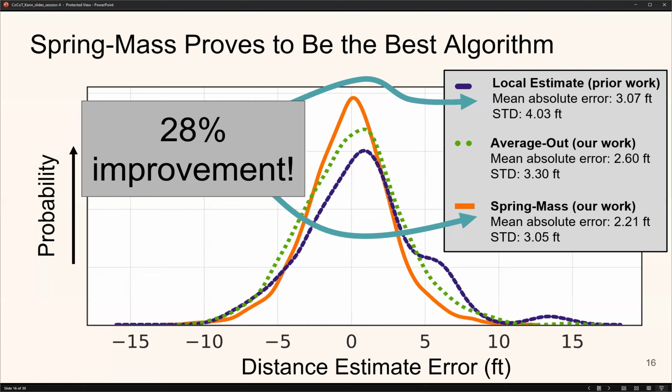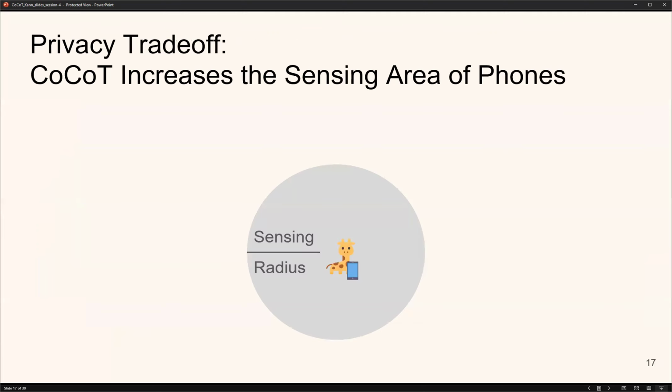Now I'll talk about some of the privacy trade-offs that we have to make to accomplish this improvement. Let's say the giraffe is eavesdropping on nearby users and trying to see who's using the service. Normally, it would only be able to sense users within its immediate sensing radius. In this case, only the turtle is within the phone's Bluetooth radio sensing radius, and so only the turtle can be seen by the giraffe.